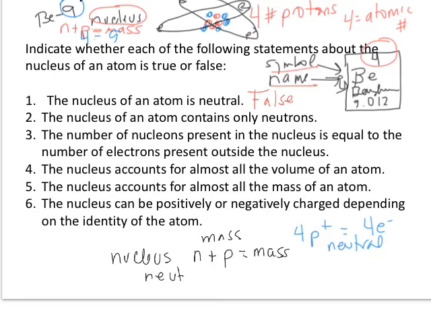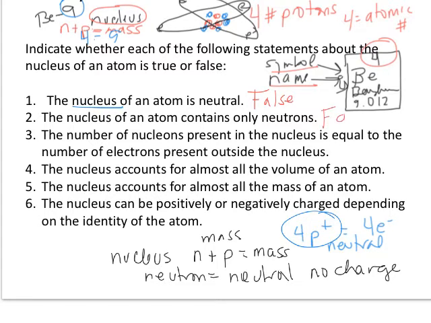Neutrons are neutral, no charge. Protons are positive. So the nucleus of the atom would be positive. The nucleus of the atom contains only neutrons. Well, this would be false as well, right? Because the nucleus contains neutrons and protons. The number of nucleons, a nucleon is a proton or a neutron.